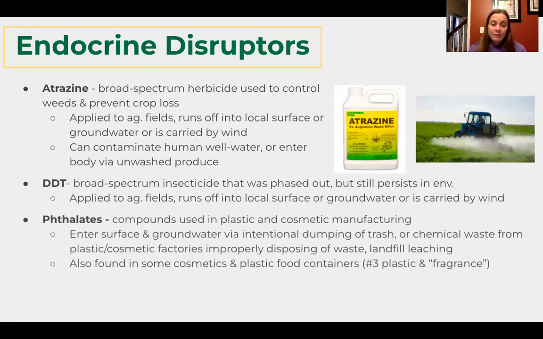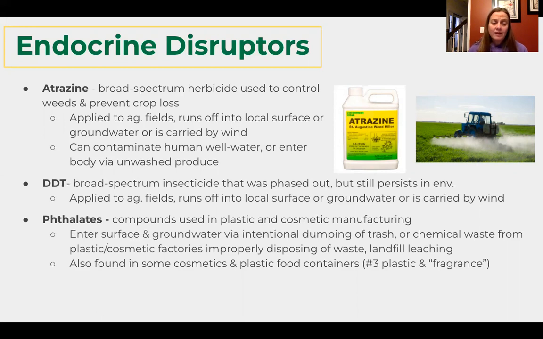And then another example of an endocrine disruptor is phthalates. So these are compounds that are commonly used in plastic and in cosmetics. A lot of the time you'll see on water bottles that it's BPA free, which is bisphenol free. And that's because they are known to be endocrine disruptors for humans as well as animals. There's some concerns about a link between BPA and other phthalates and breast cancer.